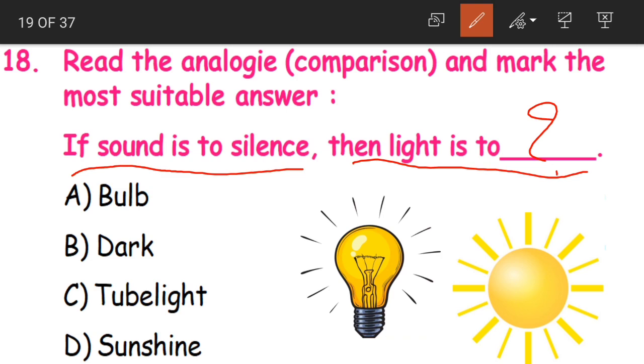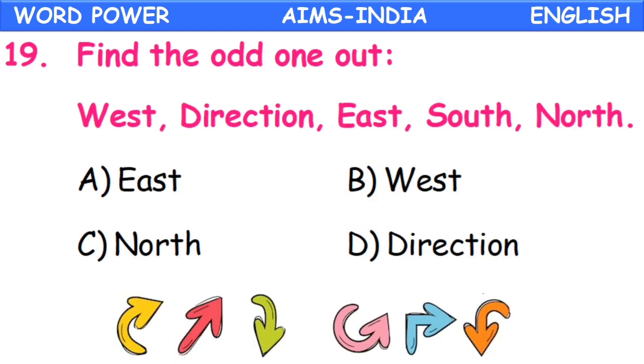Like it is opposite here. Sound, silence. Then light, again we have to go with the opposite word for light. Either bulb, dark, tube light or sunshine. Answer is B. That is dark. Clear, children?